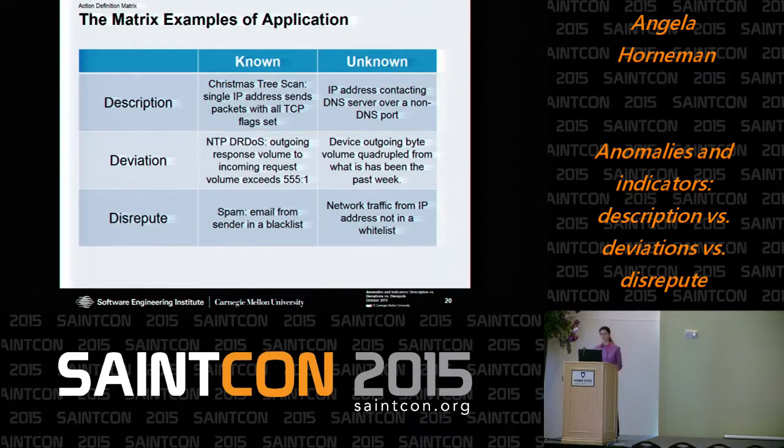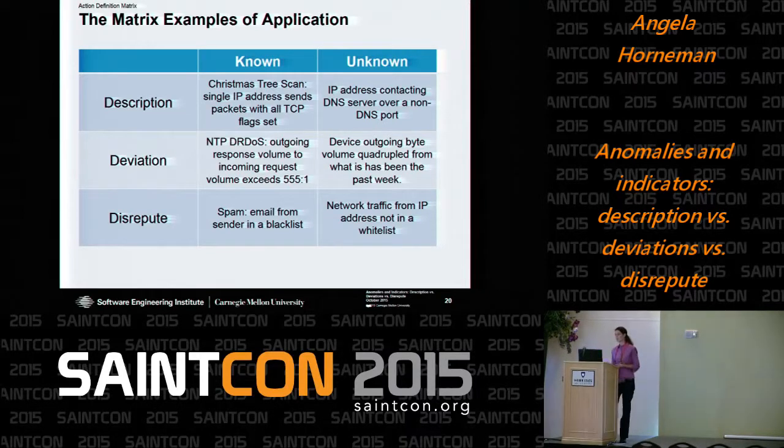You can do the same thing with disrepute. You can say something is spam if it's an email from a blacklist. You can do the same thing with an unknown. So an unknown description could be an action where an IP address contacts a DNS server but doesn't use a DNS request. That could be an unknown description because you don't really know what the action is, but it's a set of characteristics that isn't expected behavior.